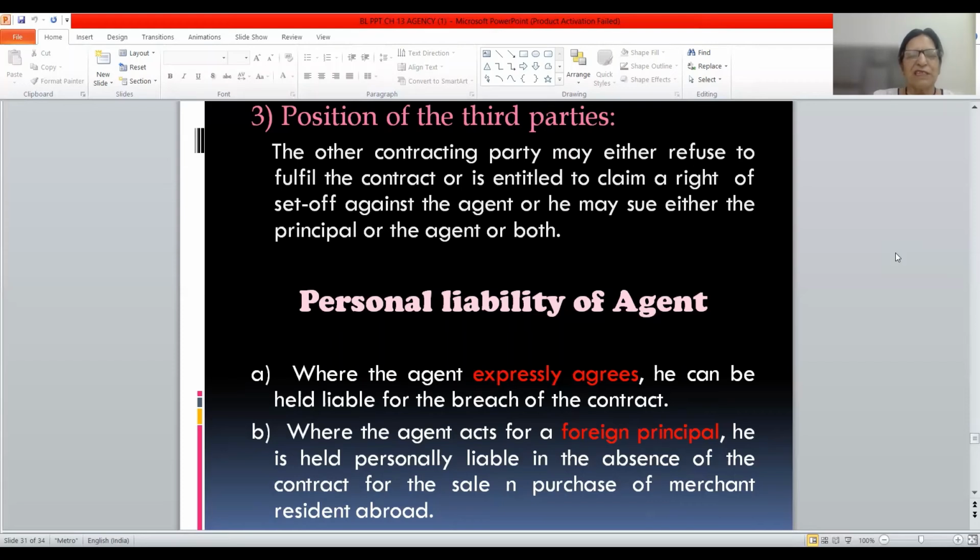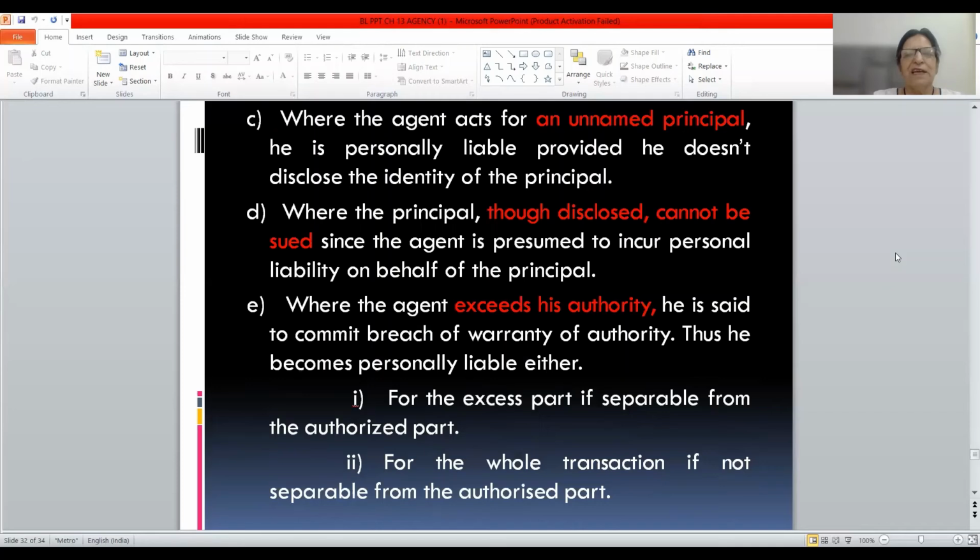So I would like to discuss this where the agent expressly agrees. Agent has expressly agreed with the principal that in such cases he will be held liable on personal basis. And where the principal is a foreign principal, then also, friends, in that case, agent will be held liable on personal basis.